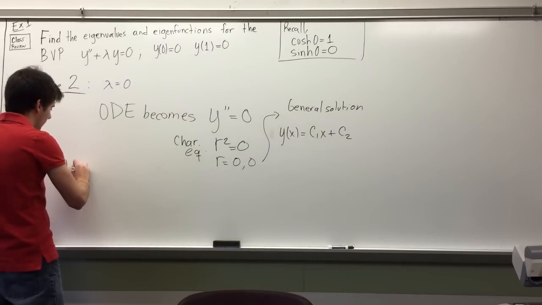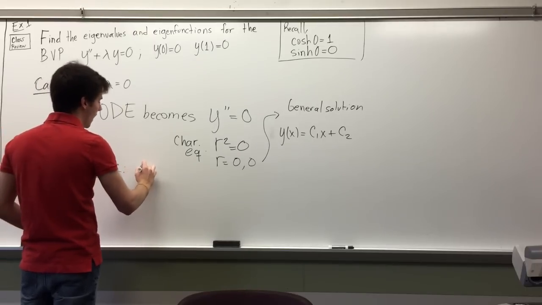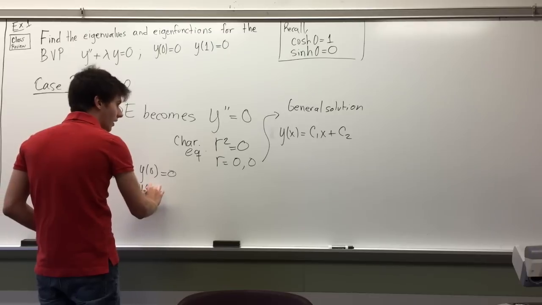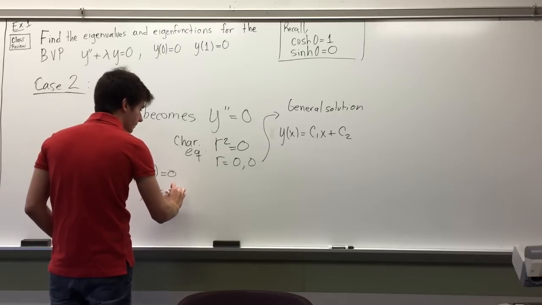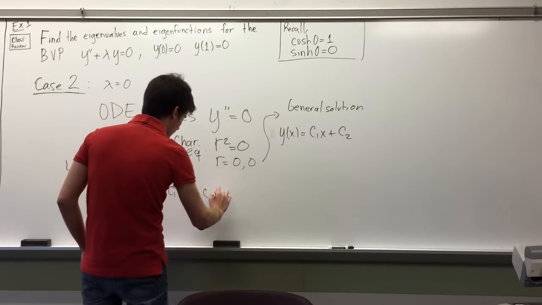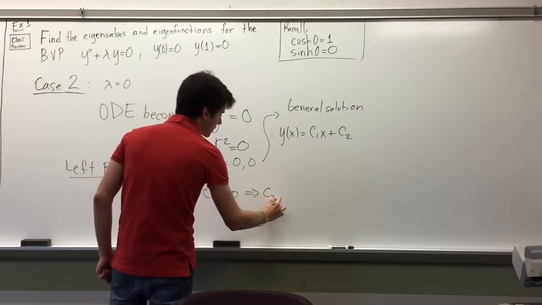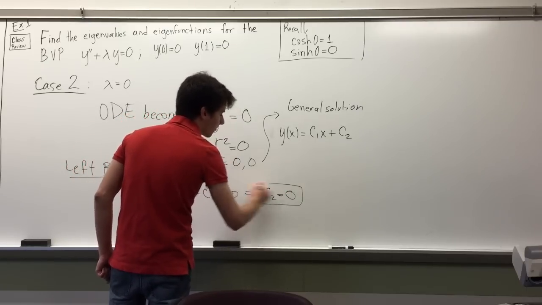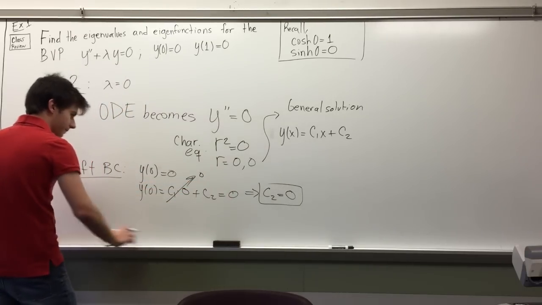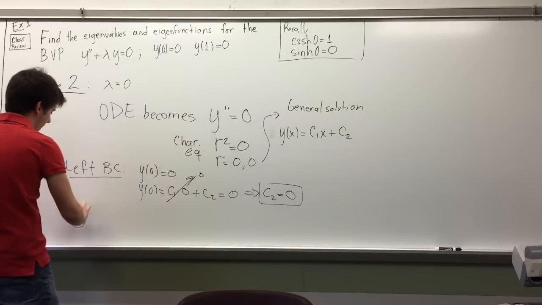So our left boundary condition is that y of 0 is equal to 0. So y of 0 is equal to c1 times 0 plus c2 is equal to 0. And from here, we can tell that c2 is equal to 0. Now let's talk about our right boundary condition.